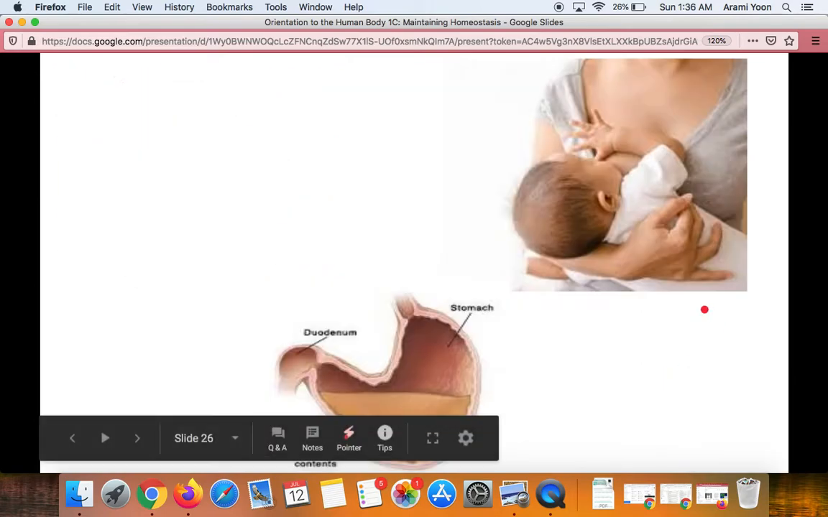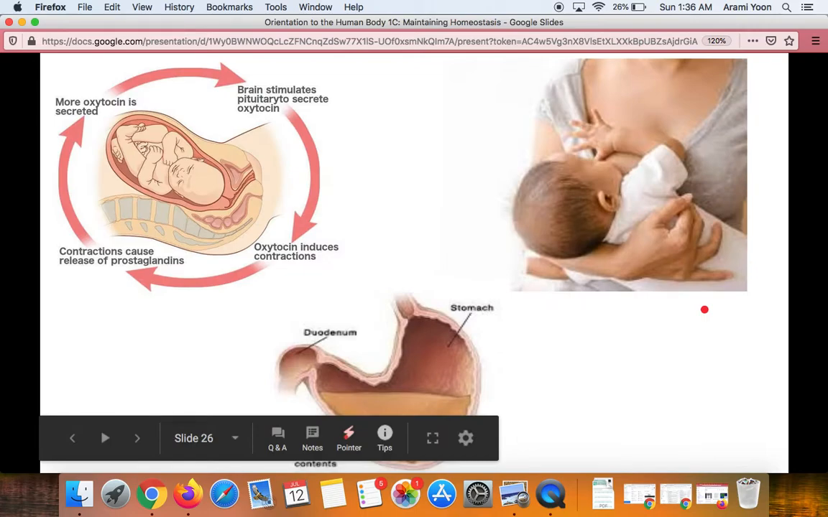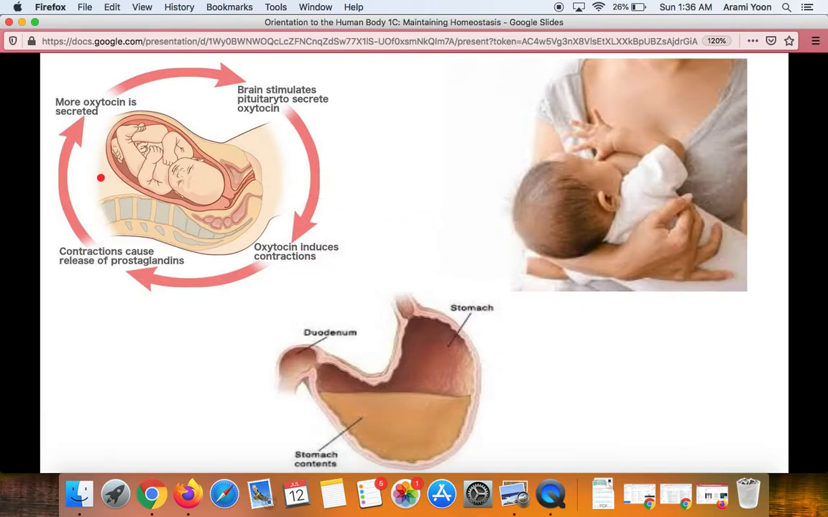Another example is labor contractions. So when a baby is so big that its continued presence in the mother's womb will actually endanger both the baby and the mother, then what's going to happen is the baby is going to produce signals that will reach the mother's brain that will stimulate the mother's pituitary gland to secrete a hormone called oxytocin. Do you need to know these words? No, not right now. We're going to learn some of them in the future.